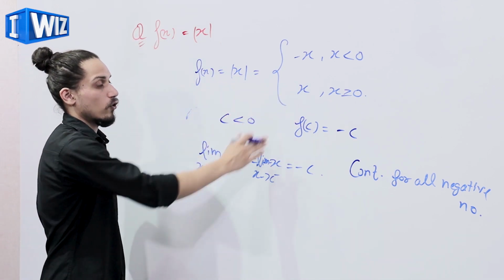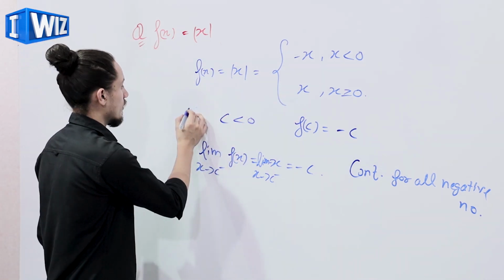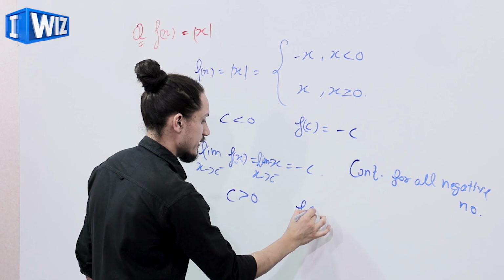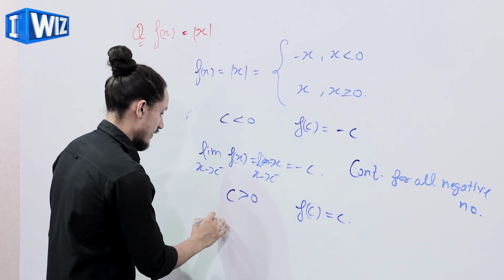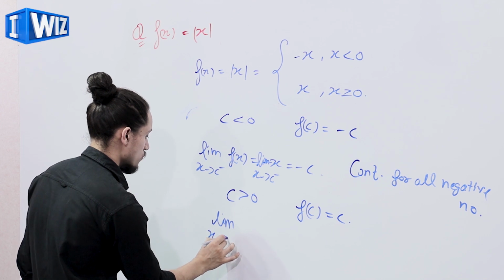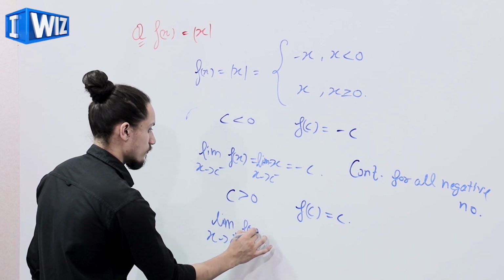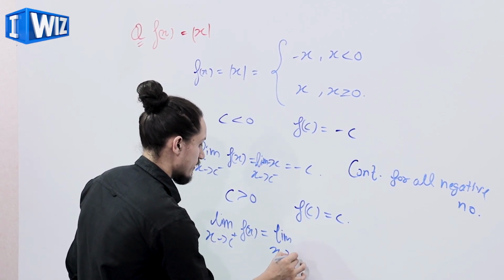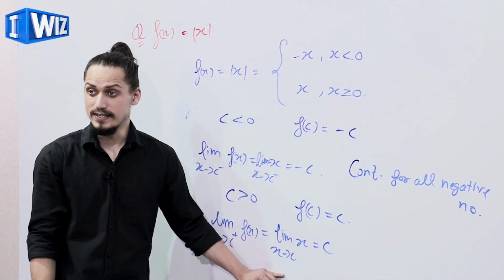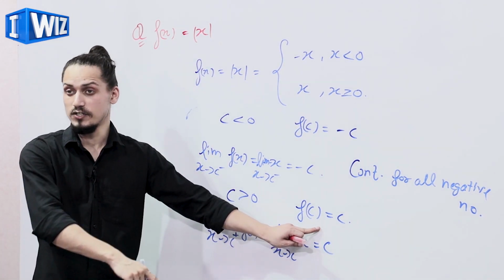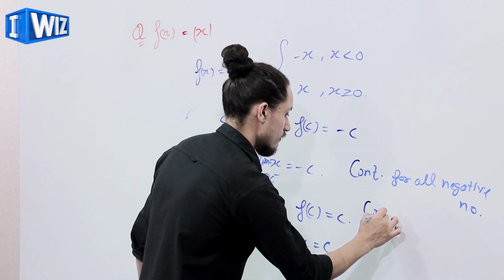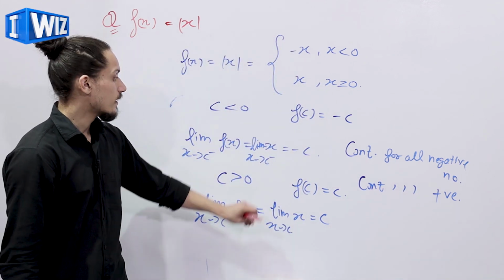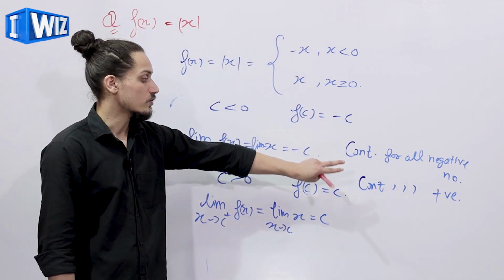Now we'll check its continuity for all the positive real numbers. In case of positive real numbers, that is c greater than 0, the value of this function will be x. So f of c will be equal to c, and the right hand limit, x approaches c positive, f of x will be equal to what? x. That is, limit x approaches c of x, which is equal to c. Now in this case, the limit is also equal to the value of this function at this point c. So it is continuous for all positive real numbers. Now it's continuous for negative real numbers and continuous for positive real numbers.